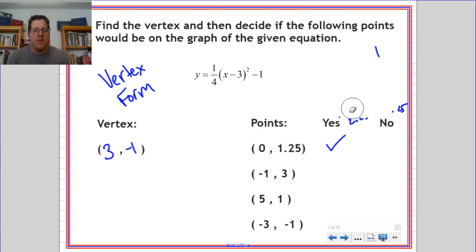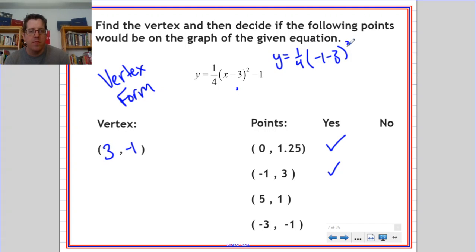-1, 3. Now, for some of these, you might be able to do them mentally. Let me show you how that would work. -1 minus 3 is -4. -4 squared would be +16. +16 divided by 4 is 4, and 4 minus 1 is 3. So this is a solution. You don't have to do that mentally. Y equals 1/4 times -1 minus 3, all squared, minus 1. Y equals 1/4 times -4 squared minus 1.